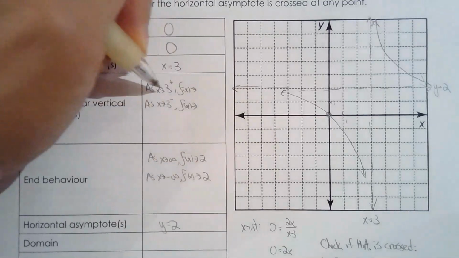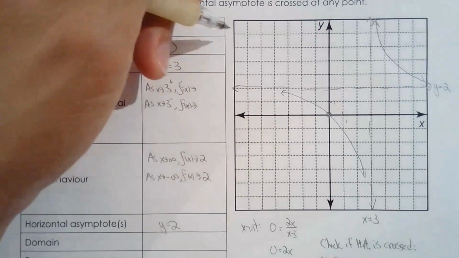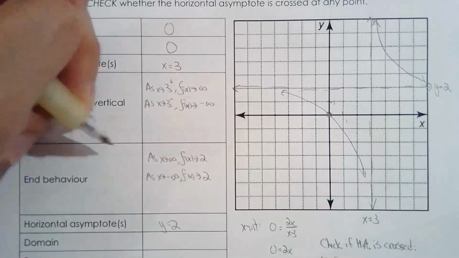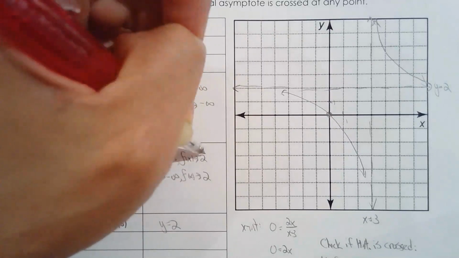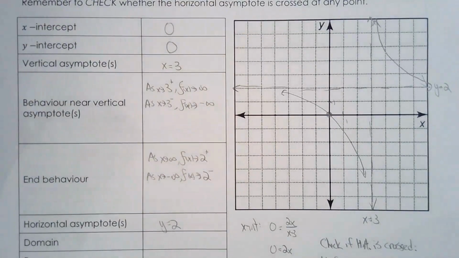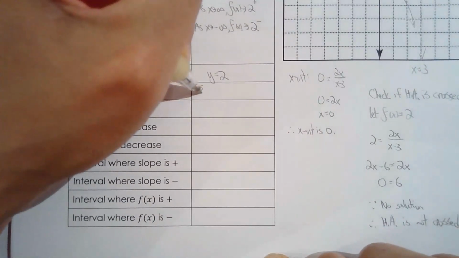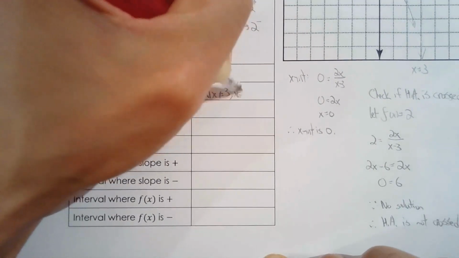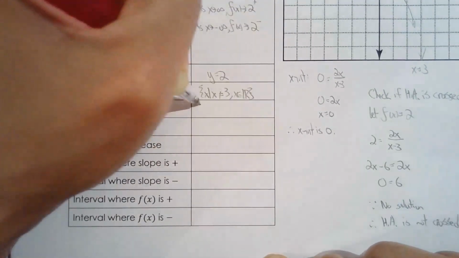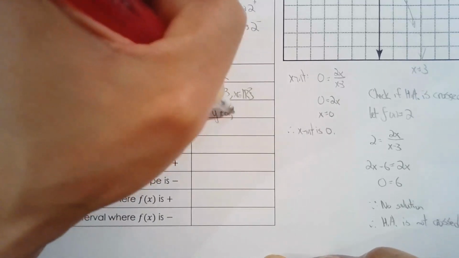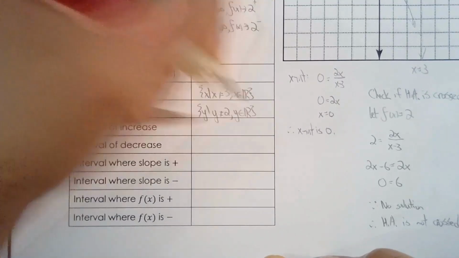So 3 from the right, that's positive infinity. 3 from the left, that's negative infinity. And behavior at infinity, approaching 2 from above, 2 from below. It's very easy once you have the graph. I hope you can appreciate the graph. Domain, x is any real number except for 3. Range, y is any real number except for 2, because the horizontal asymptote is not crossed.